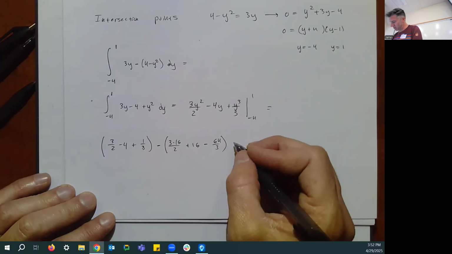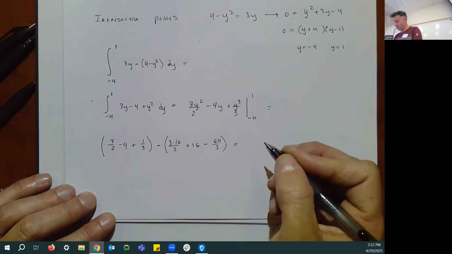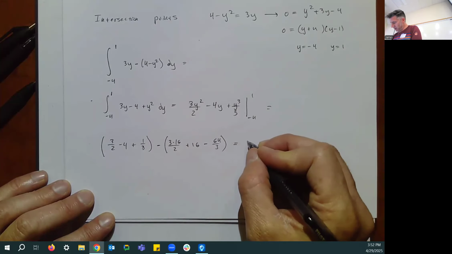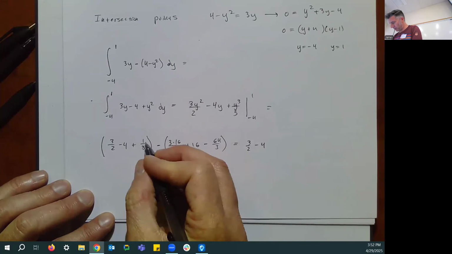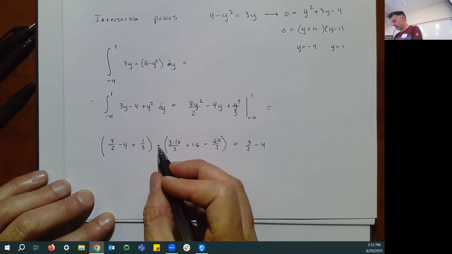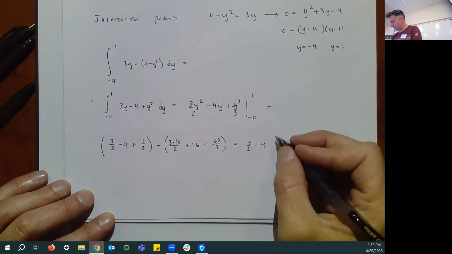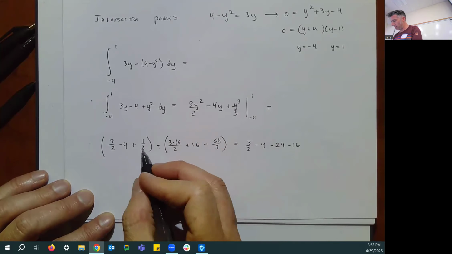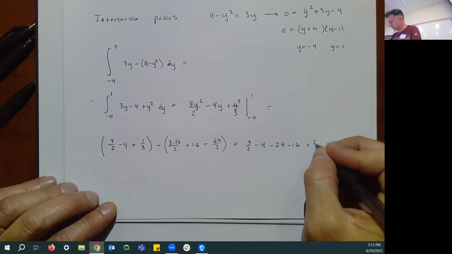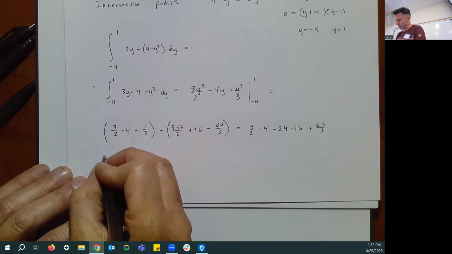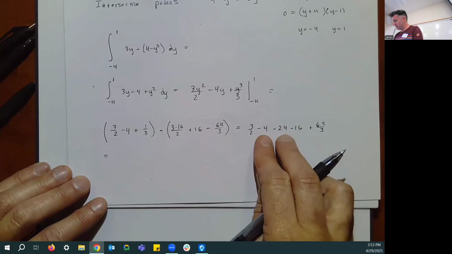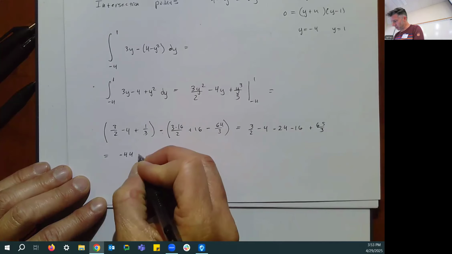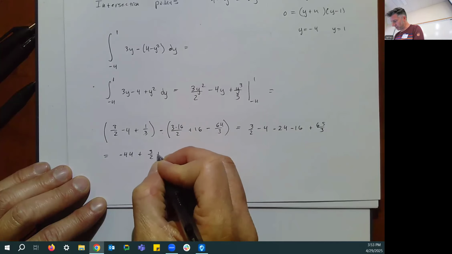So let's simplify a bit here. Yeah, this is gross. I don't love the numbers here. I'm still going to put those together. So I have, let's see, 3 halves minus 4. I'm ignoring the 1/3 for a second here. Minus 3 times 8 is 24, minus 16, and then 1/3 plus 64 thirds is 65 thirds. Okay, we're almost there. So let's see. That's a negative 44. So we have negative 44 plus 3 over 2 plus 65 over 3.